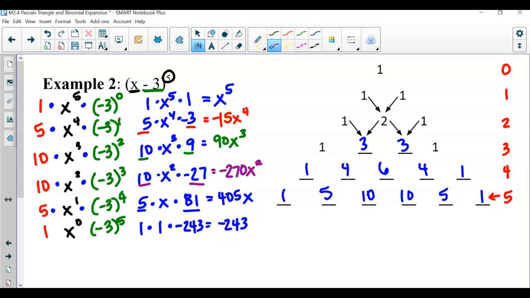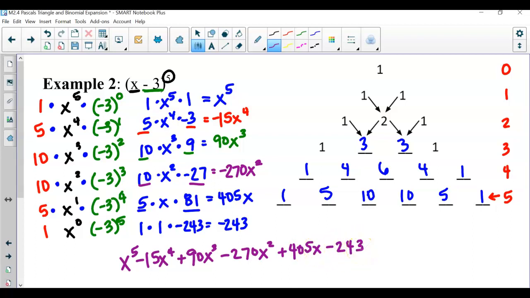So our final answer is x to the fifth minus 15x to the fourth plus 90x cubed minus 270x squared plus 405x minus 243. Notice, so here it's all the same, except because of having minus in our binomial, that negative, we ended up alternating signs. So we have a positive, negative, positive, negative, positive, and last a negative.